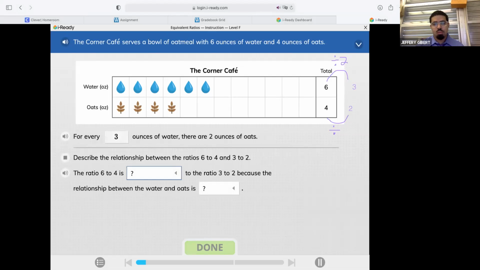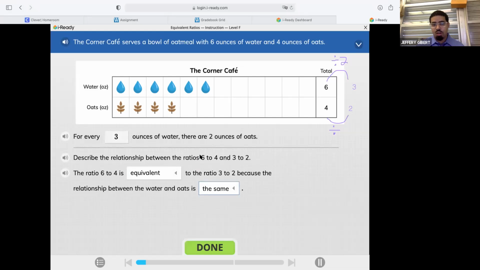Describe the relationship between the ratios 6 to 4 and 3 to 2. All right, the ratio 6 to 4 is equivalent to the ratio 3 to 2 because the relationship between the water and oats is the same. How did I know that?